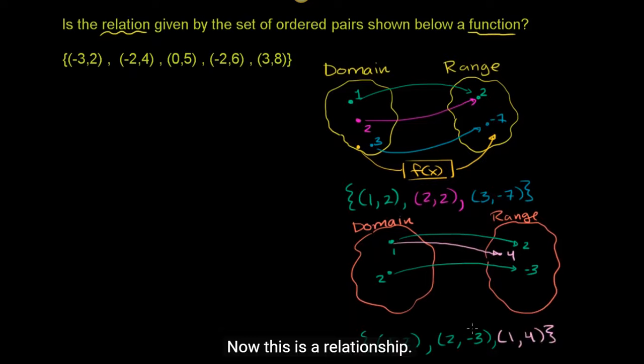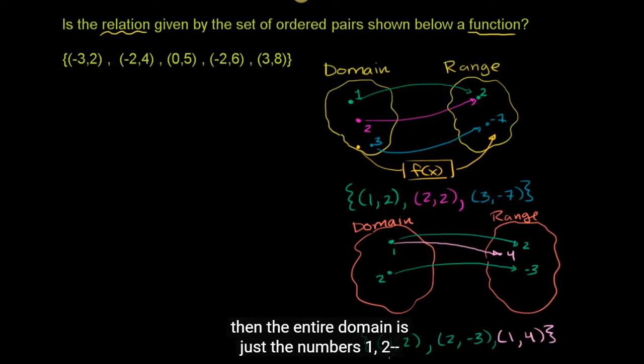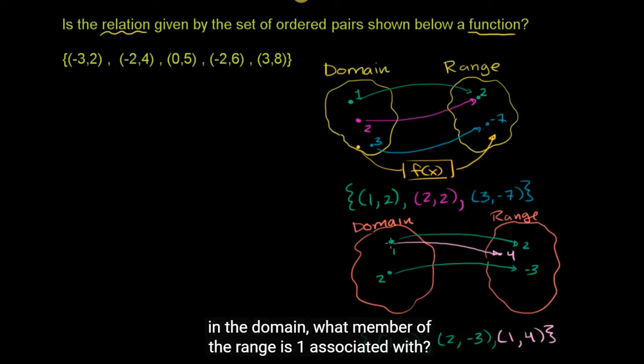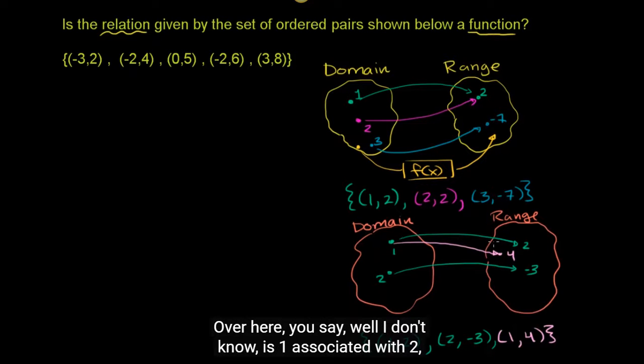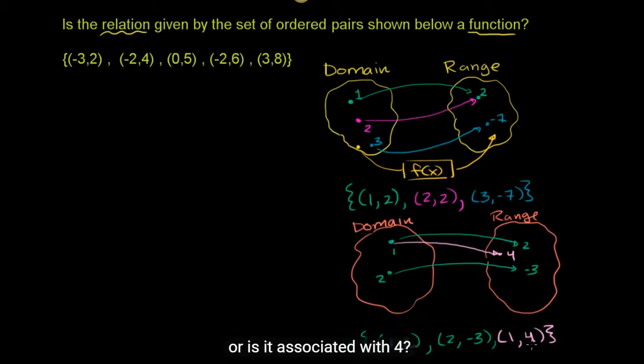Now, this is a relationship. If this was a whole relationship, then the entire domain is just the numbers 1 and 2. It's definitely a relation, but this is no longer a function. And the reason why it's no longer a function is if you tell me, okay, I'm giving you 1 in the domain, what member of the range is 1 associated with? Over here, you say, well, I don't know. Is 1 associated with 2 or is it associated with 4? It could be either one.